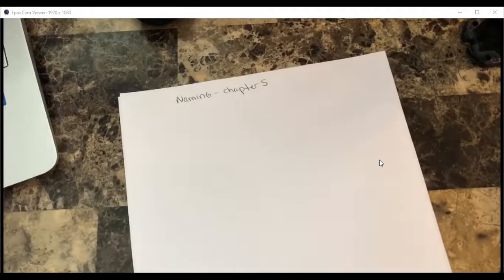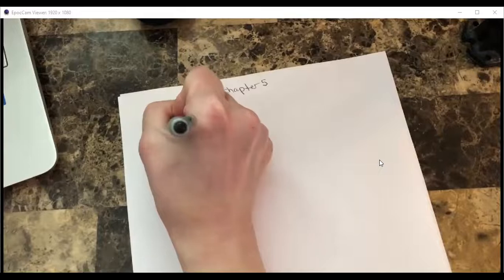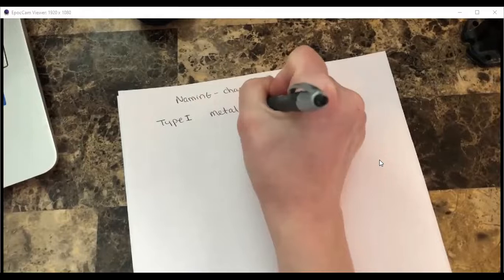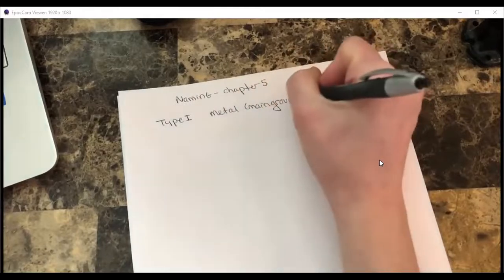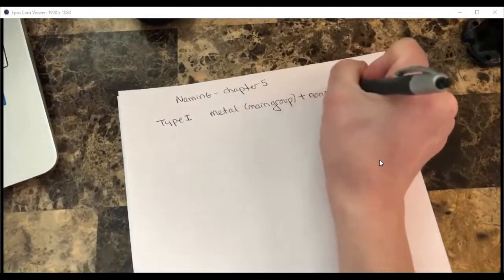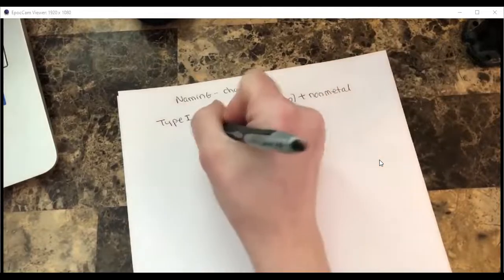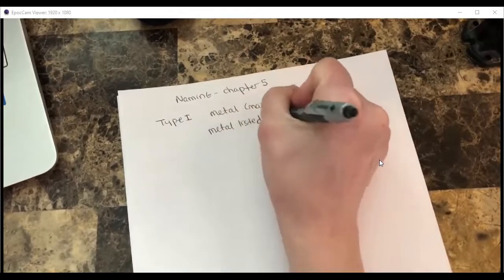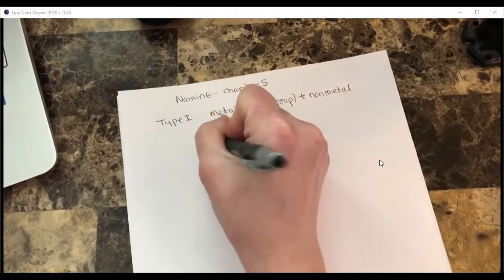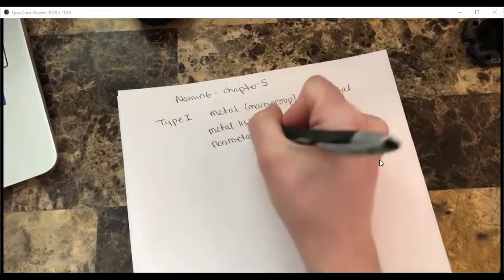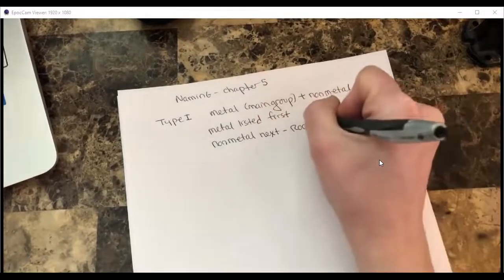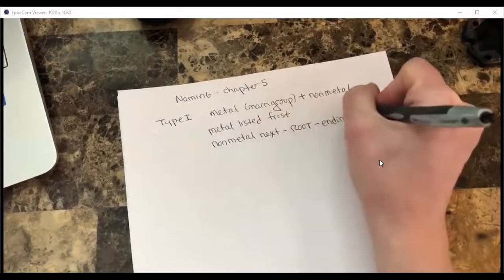so for chapter 5 naming, there were 3 types that we talked about. There's type 1, which is a metal from the main group, plus a non-metal, right? Metal is listed first, followed by the non-metal. And it's the root from the non-metal, and the ending becomes IDE.